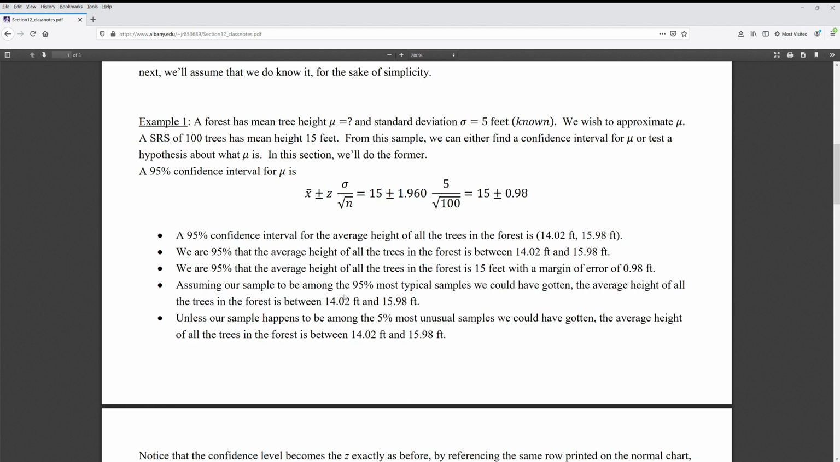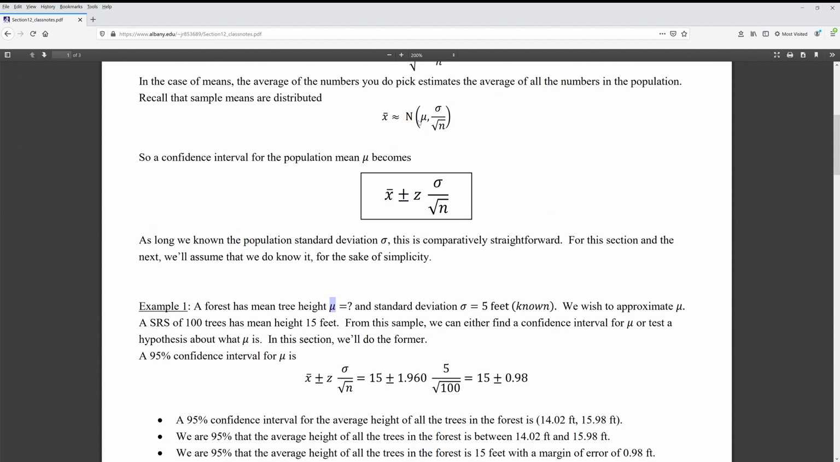Assuming our sample is among the 95% most typical samples we could have gotten, the average height of all the trees in the forest is between 14.02 feet and 15.98 feet. The 95% confidence interval says that the truth will be between the walls if you happen to pick one of the 95% most typical samples you could have picked. Of course, you've got no way of knowing that. Without knowing what things are centered at, they're centered at mu. But if you don't know mu, that's not a big help.